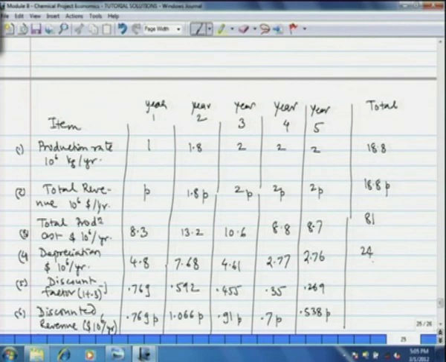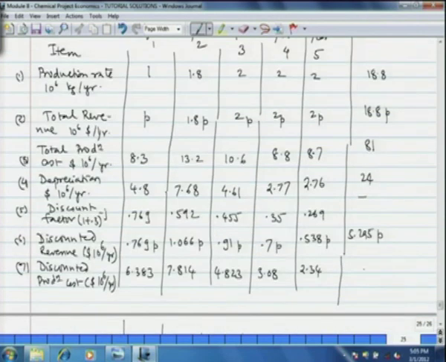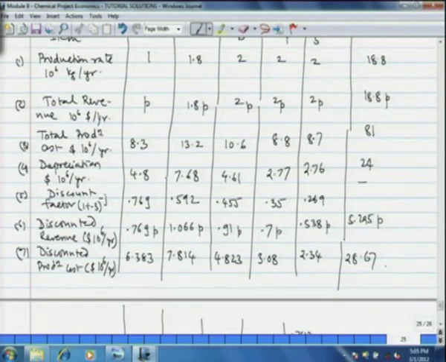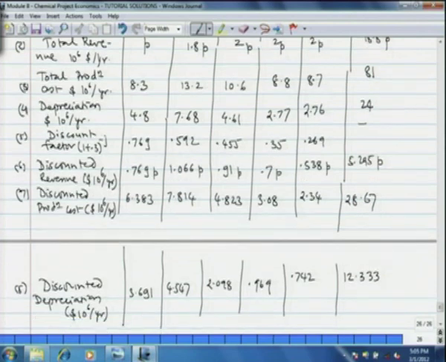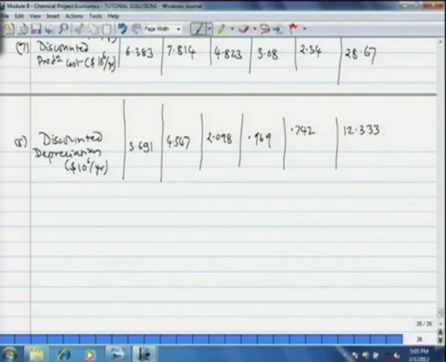Then discount factor, that is not there for the total. Then total discounted revenue at time 0 is 5.295 into P. The discounted production cost is 28.67, and the total discounted depreciation at time 0 is 12.333. Okay. Now, with this table we have to go for the analysis.